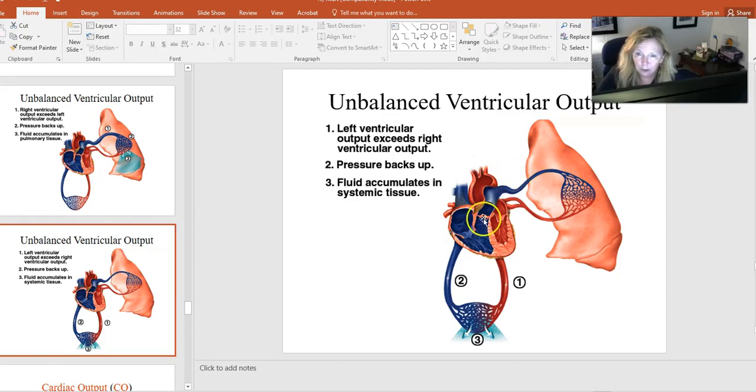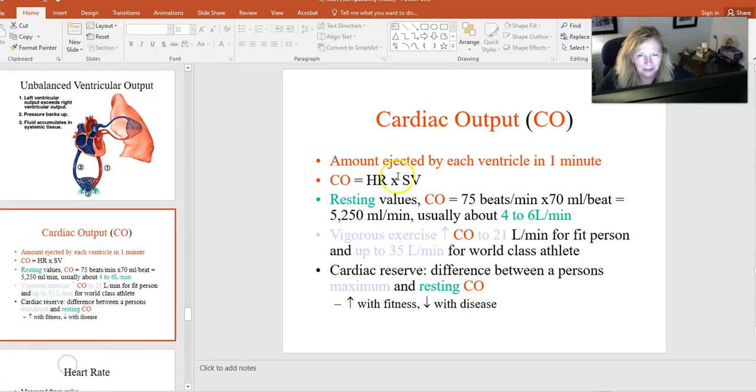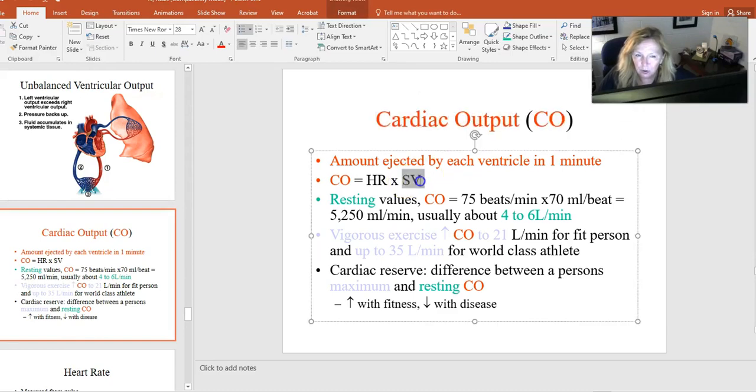So congestive heart failure is when the ventricles are not in balance. Obviously, these are two pumps that we want to be working synchronously, and it's important that they work synchronously. So cardiac output, as I've just mentioned to you, we're going to use stroke volume along with the heart rate, so beats per minute and stroke volume, and that's going to give us what cardiac output should be.